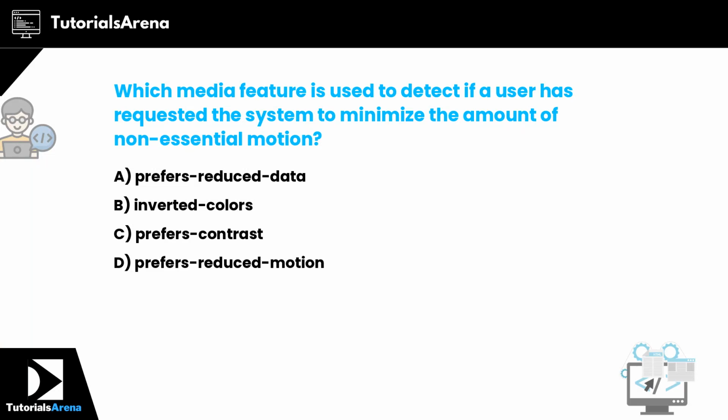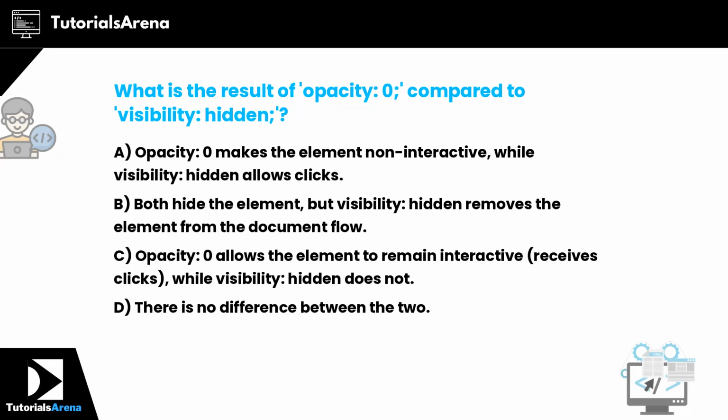Which media feature is used to detect if a user has requested the system to minimize the amount of non-essential motion? The correct answer is option D, prefers-reduced-motion. What is the result of opacity: 0 compared to visibility: hidden? The correct answer is option C. Opacity: 0 allows the element to remain interactive, it receives clicks, while visibility: hidden does not.